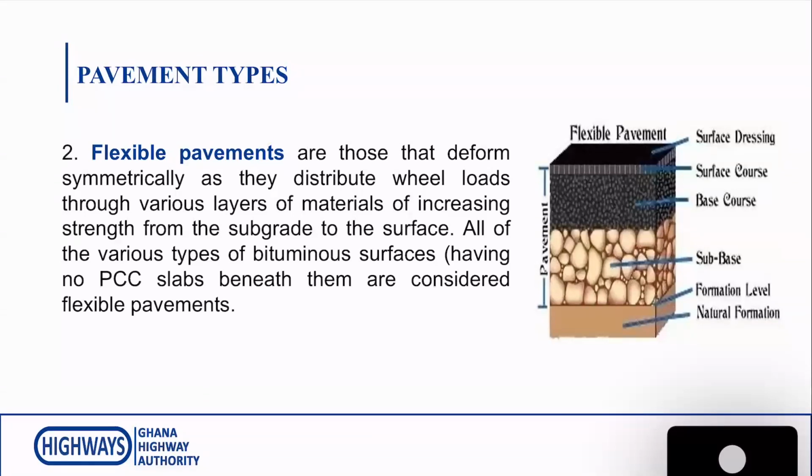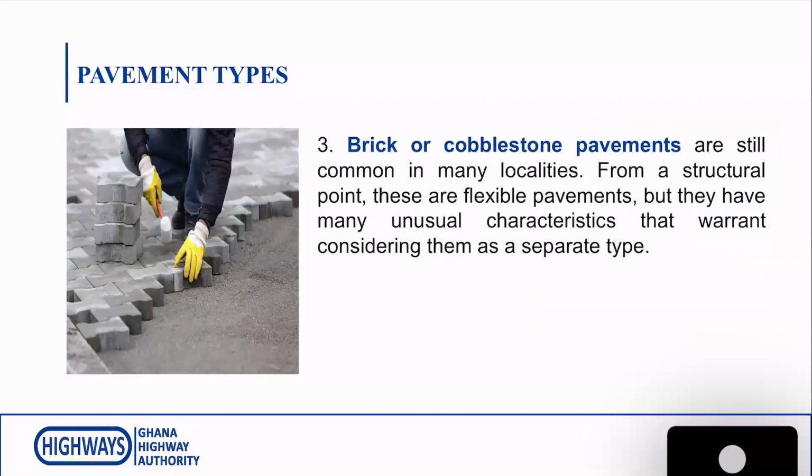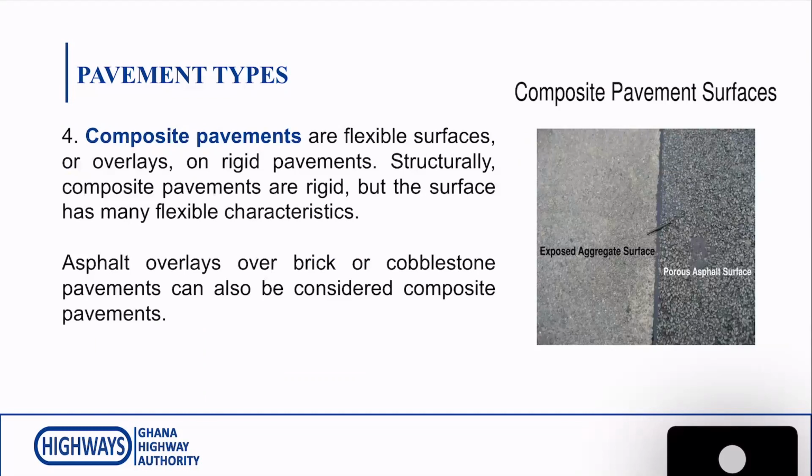We also spoke about cobblestone or brick pavements, and we said they are common in many localities, but from a structural point of view they are different, even though they are designed as flexible pavements. We mentioned composite pavements, and we said they could be rigid pavements with an asphalt concrete overlay.